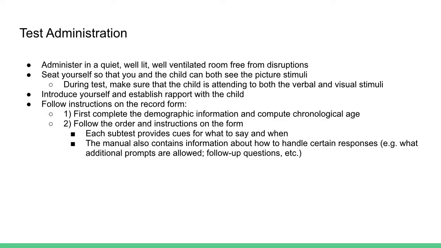Like previously stated, the assessment should be administered in a quiet, well-lit room with no distractions. The examiner and the child should be seated so that they can both see the picture stimuli and the child can attend to the examiner's verbal commands. It is important to establish a little bit of rapport with the child before starting the exam. The record form should be filled with demographic information and chronological age information before recording responses to the test items.